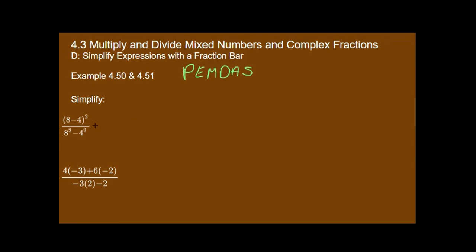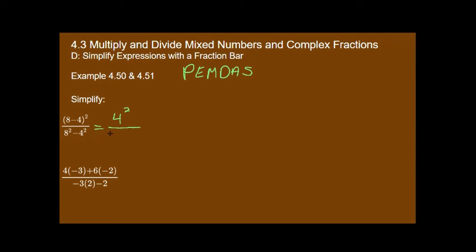PEMDAS, there we go. Okay, so let's work in the numerator first. We're going to do parentheses first, inside the parentheses. 8 minus 4 is equal to 4. And then we need to leave that squared there. We haven't dealt with that yet. Okay. On the bottom, we don't have any parentheses, so we're going to go straight to the exponents.